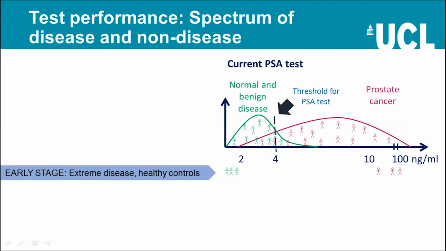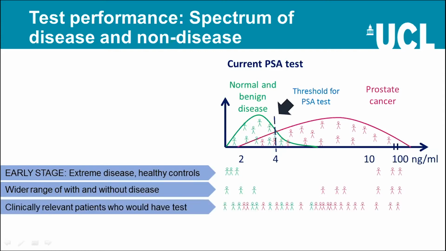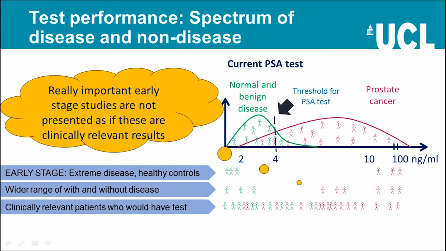And when we do our early stage study, we've got some little stick men here, you can see in green and red next to this early stage arrow. Again, if you have this threshold at 4, they get a perfect separation. As we go through, we're looking at separating people with and without disease. Again, we've got a quite restricted set of people, and again, it looks perfect. When we get to that clinically relevant set of patients, it's quite likely some people will get a false positive and some people will get a false negative. So it's really important those early studies are not interpreted or presented as if they're clinically relevant results.